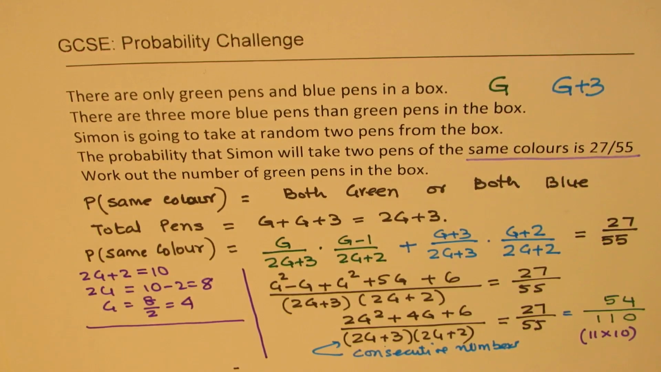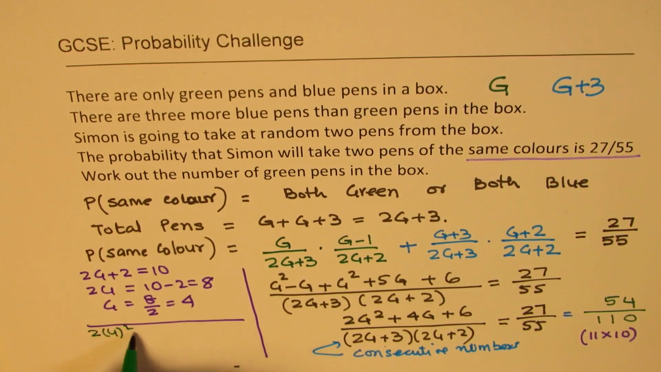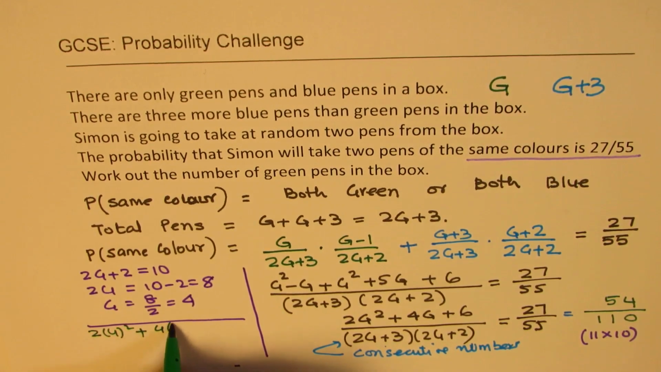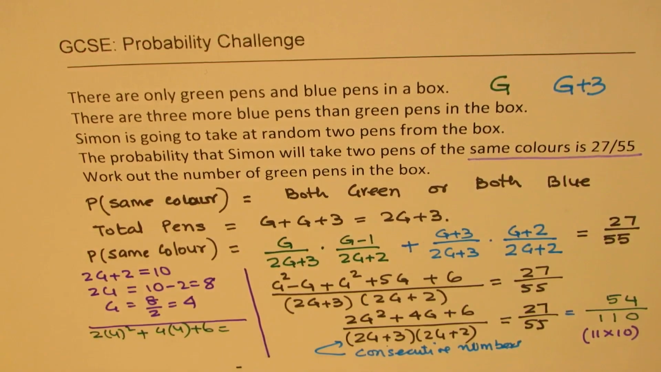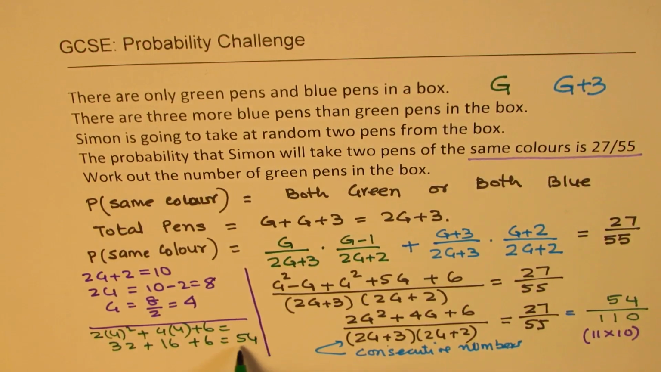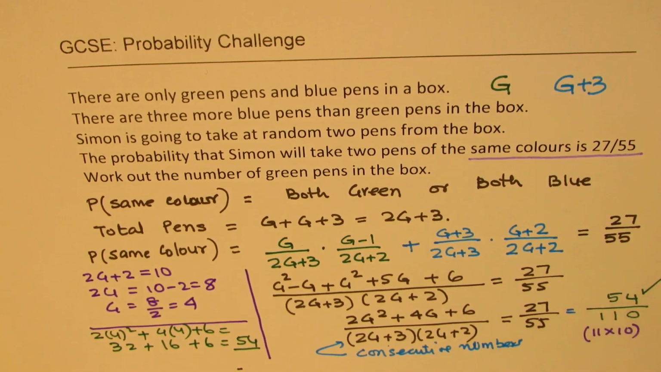Let's do it in a different ink. So we get 2 times 4 squared plus 4 times 4 plus 6. Now 16 times 2 is 32, plus 4 times 4 is 16, plus 6. Now that gives you 54, correct? So it matches with 54, and the denominator also matches.